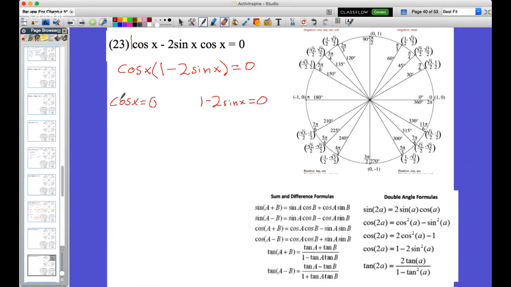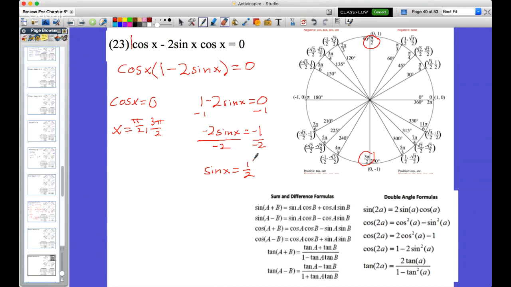And just solve. So where's cosine of x 0? Well, interestingly enough, it's in 2 locations, pi over 2 and 3 pi over 2. So we get pi over 2 and 3 pi over 2 as our answer. And now what about for here? How do I get this? Can I get rid of that 1? So subtract 1 on both sides to get negative 2 sine of x is equal to negative 1. Then I can divide that out by negative 2 to get sine of x is equal to 1/2.